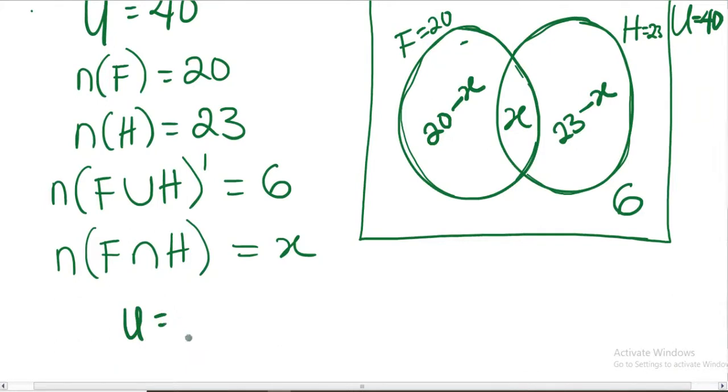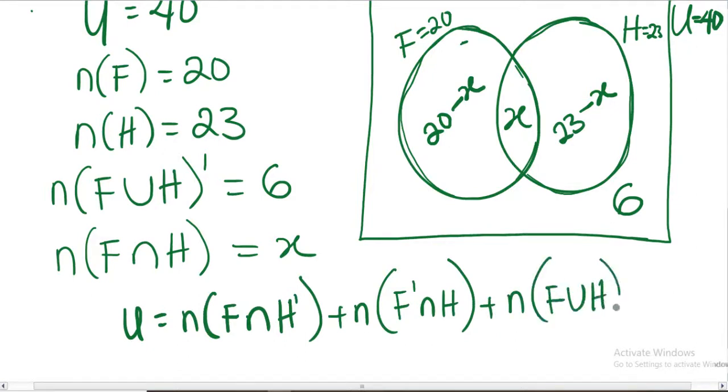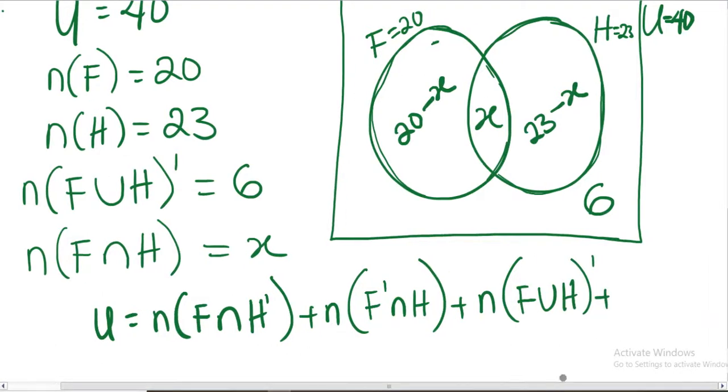So the universal set is said to be equal to n of F intersection H prime plus n of F prime intersection H plus n of (F union H) all primed plus n of F intersection H. That is to say, the universal set is made up of those who studied only French, those who studied only history, those who did not study French nor history, and those who studied both French and history.